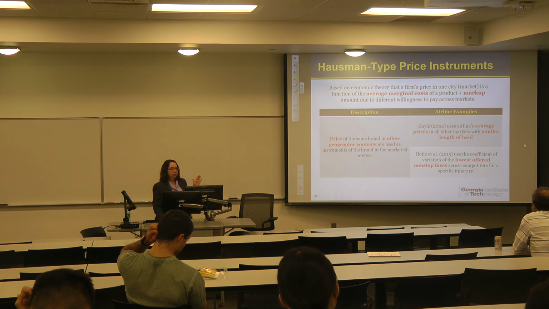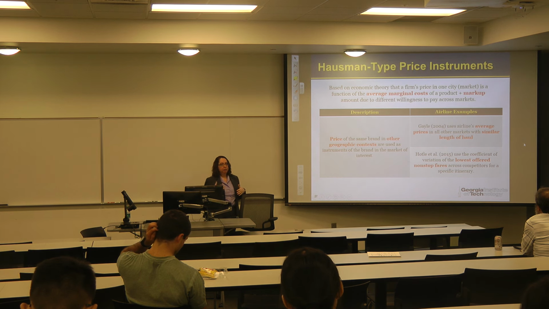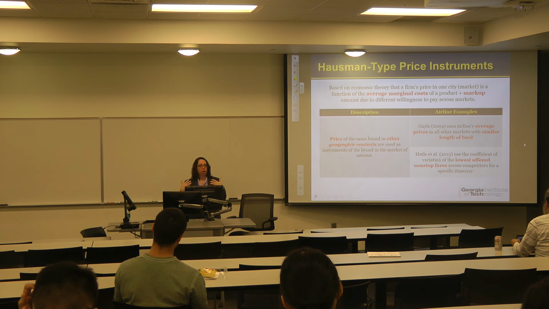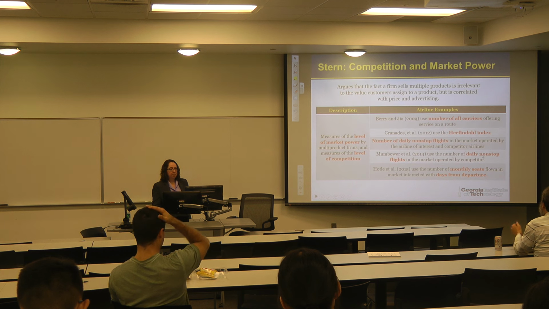Again, Hausman type instruments are really looking at similar prices in other markets. The idea being that your cost structure from DC to San Francisco is probably similar to your cost structure from Miami to Seattle. Looking at similar markets, you probably have similar cost structures. So whatever is going on in the price structure from Miami to Seattle can be used as a proxy for what's going on in your other markets.